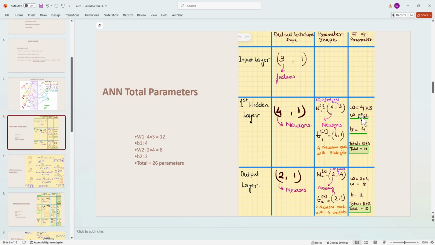The number of parameters total here is 4 rows, 3 columns, which is 12 weights, plus the 4 biases, totals 16. And for the output layer, the total number of weights is 2 rows, 4 columns, which is 8, plus the 2 biases, totals 10. So the total number of parameters here is 16 plus 10, which equals 26 parameters, just for the ANN neural network.